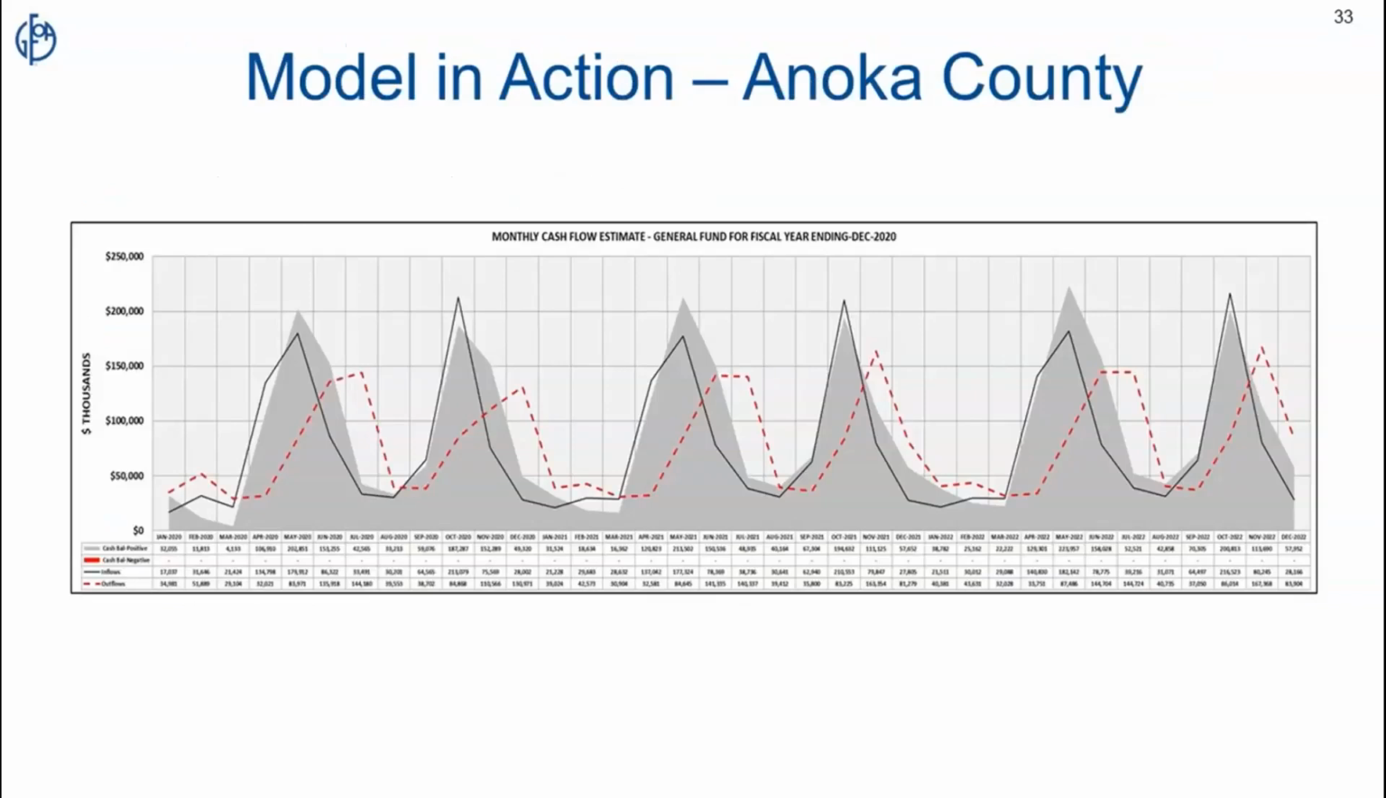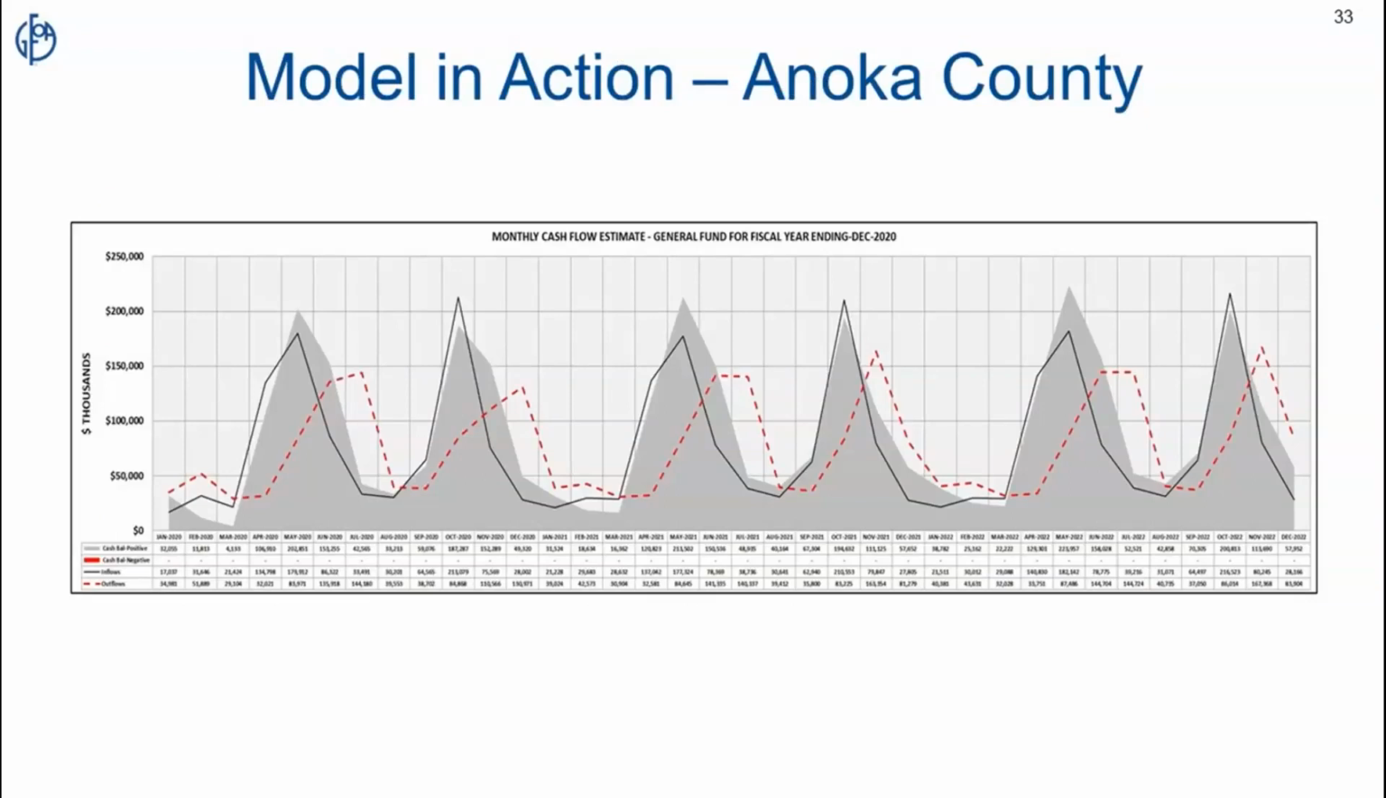Now, toward the end of this slide presentation, we'll actually get into how to set up one of these models. But I just want to show you this real quick. Don't expect anyone to read the fine detail, but this is a couple of examples. This is the Anoka County 36-month forecast. Beginning with the current fiscal year, we've got 12 months of the current fiscal year, and then 24 months beyond that.